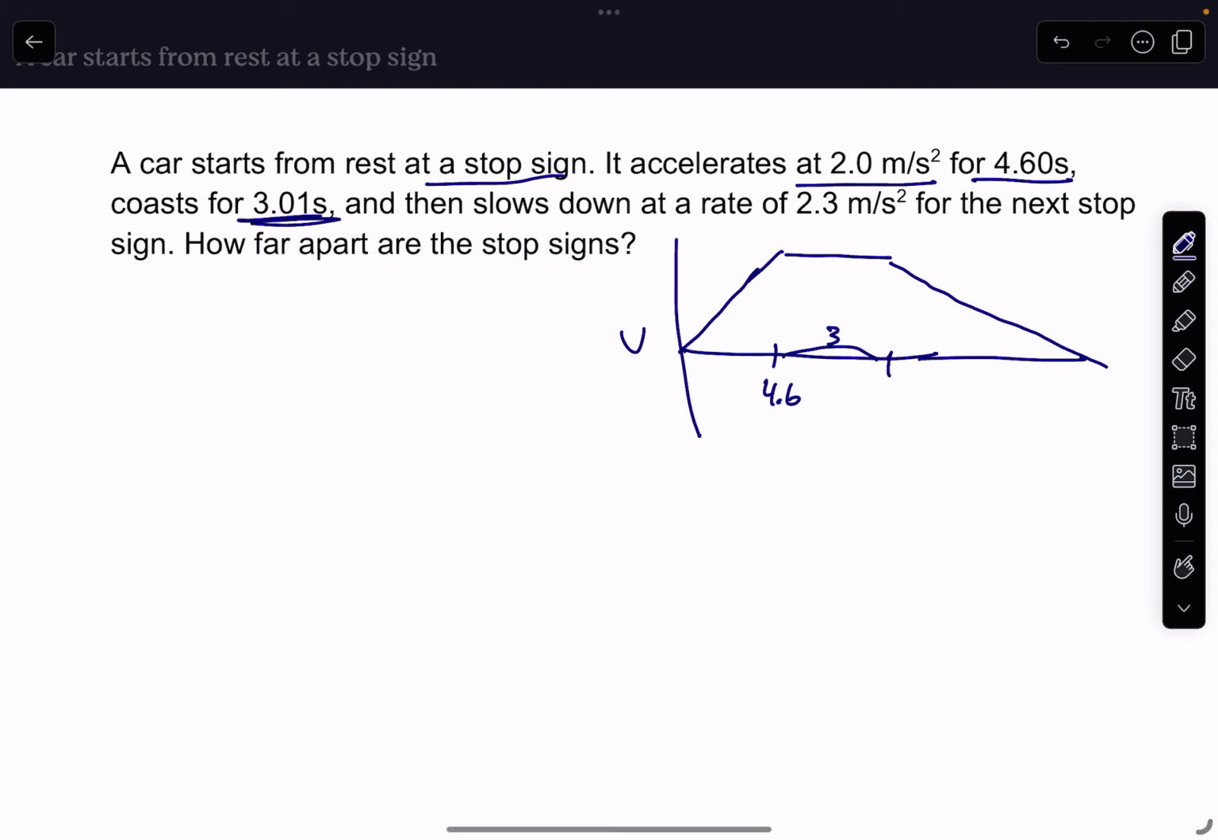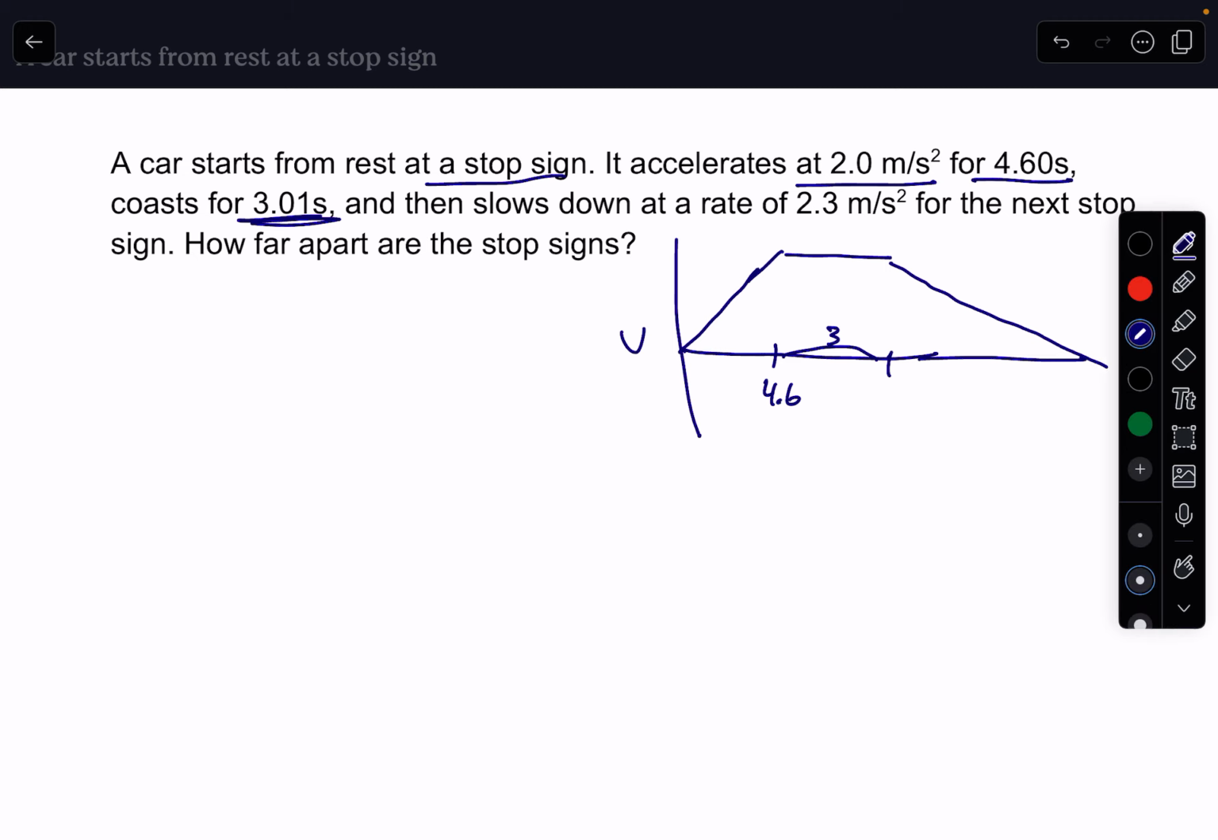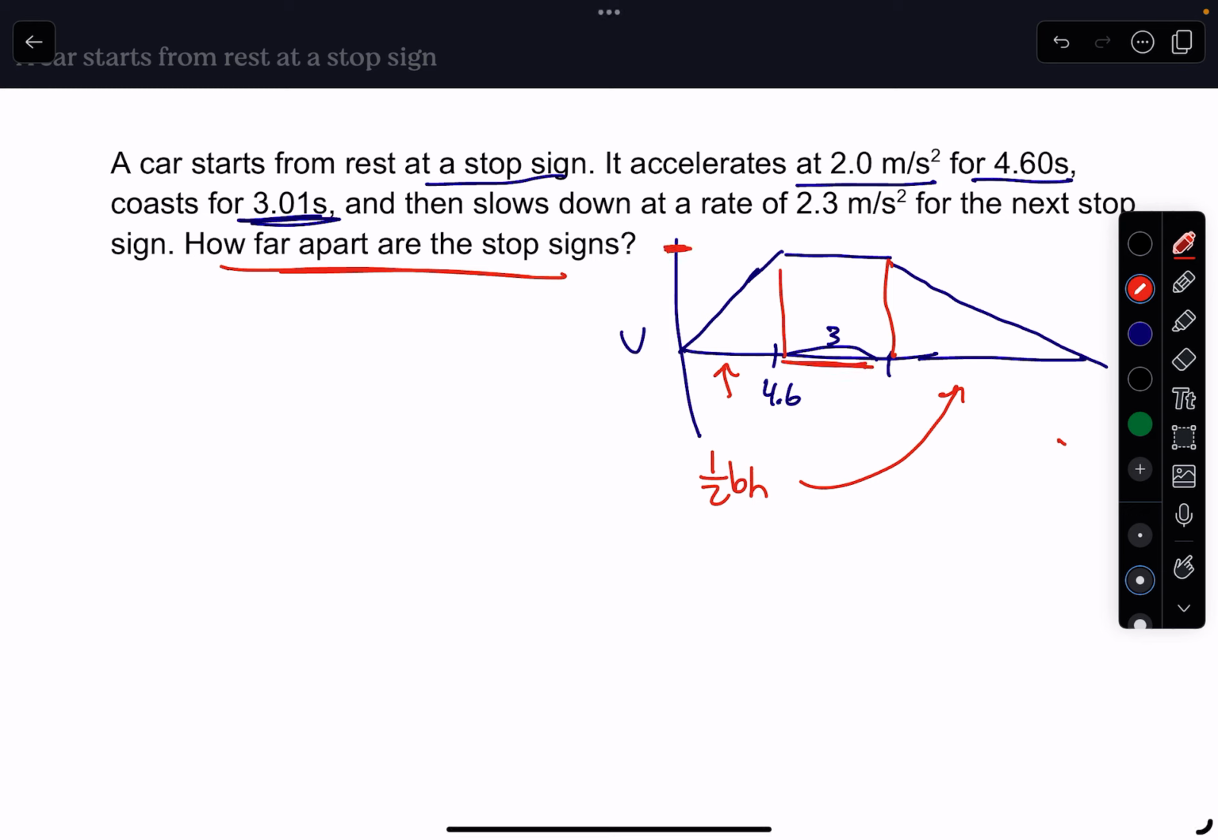Now, if you recall, something we learned in the videos is that the area is what it's asking for, the total distance, how far apart are the signs. If you think of this as 3 different areas, this is a triangle, so it's 1/2 base times height. And of course this is a rectangle. So what you really need to know is what this V is. If this starts at V of 0, what's this V right here?